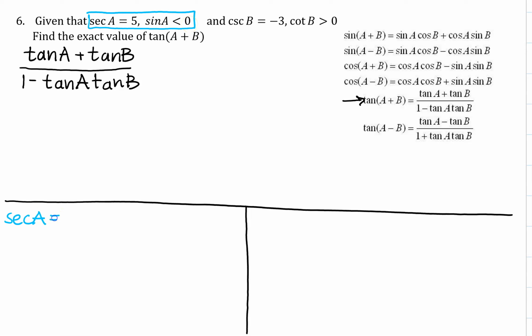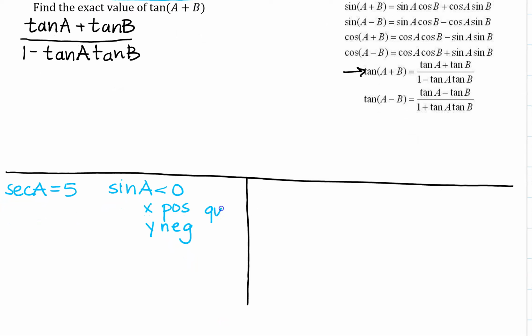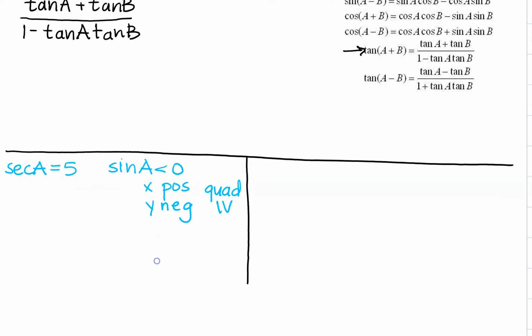So if secant of capital A is equal to 5, that tells us that x is positive, since secant is the reciprocal of cosine, and cosine is the x-coordinate. And if sine of A is less than 0, that tells us that y is negative. And so putting those two pieces of information together, we must be in quadrant 4, where x is positive and y is negative. Secant is equal to r divided by x. So I will say that r is equal to 5 and x is equal to 1.